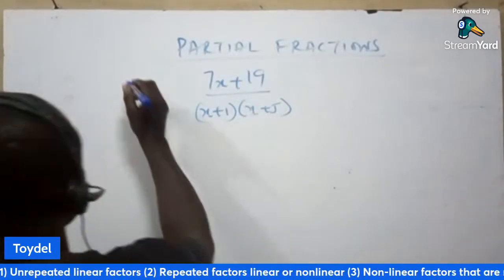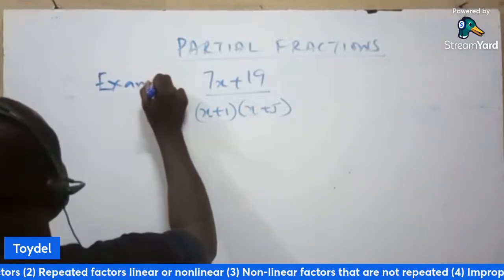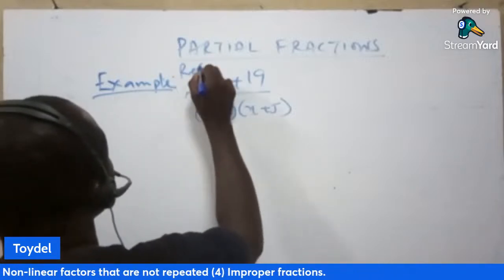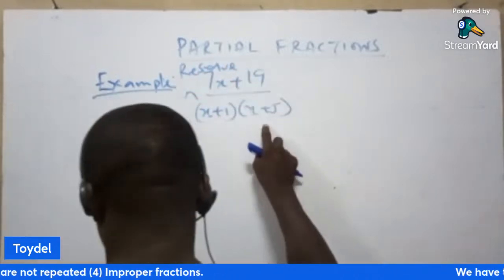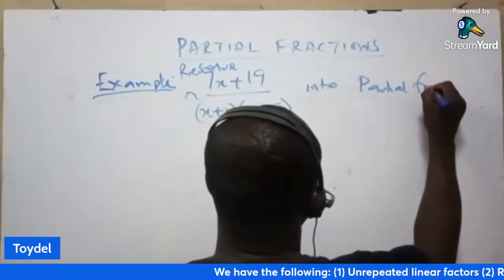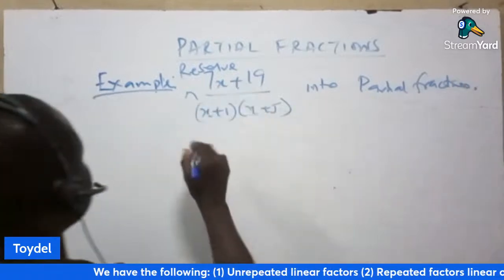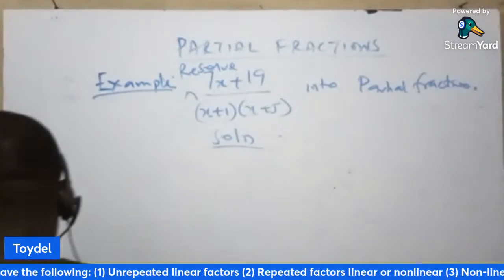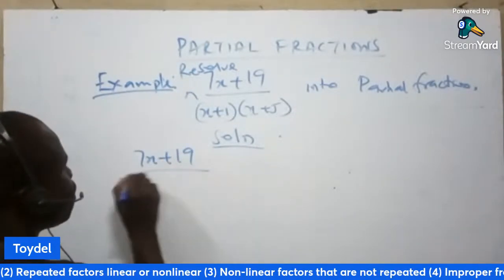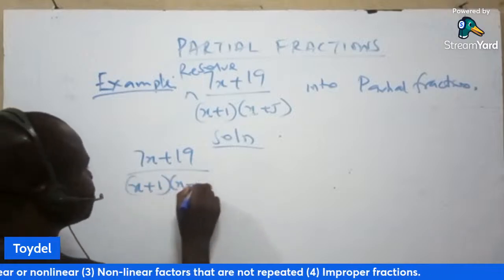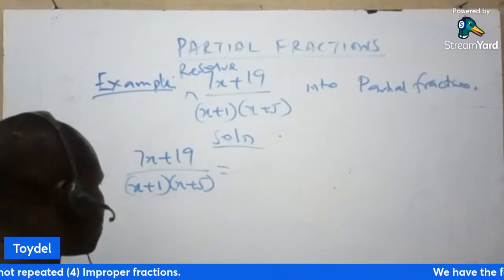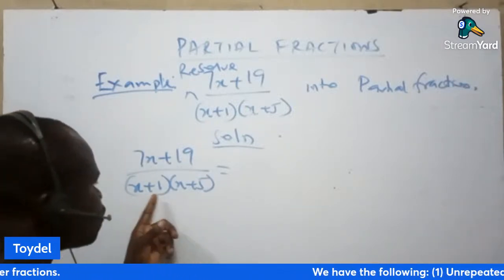Let's see this example. Example: resolve what you have here, this compound fraction, into partial fractions. We are given (7x + 19) all over (x + 1)(x + 5). If you are to resolve this into the sum of its partial fractions, this is what we consider. We concentrate on the denominator. In this case, there are two factors here.